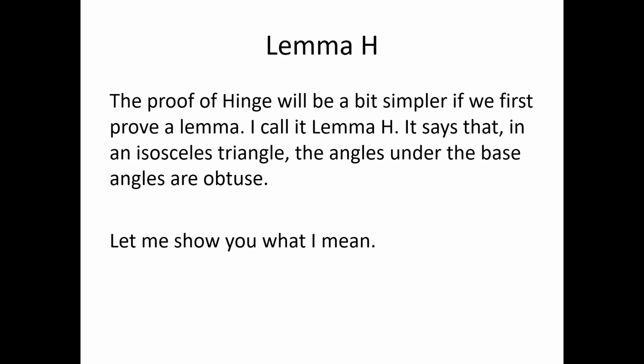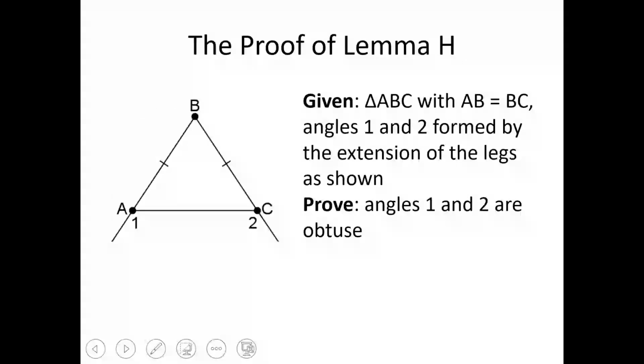So let's prove this lemma H. I call it H because it's a lemma to help us with the Hinge theorem. And here's what it says. It says that the angles under the base of an isosceles triangle are obtuse. And of course, you'll like to know what I mean by under the base. So here it is. We have triangle ABC with AB equal to BC. So this is isosceles. And then what we've done is extend the legs so as to create angles 1 and 2 as shown in the diagram, which is what I mean by the angles under the base. And those two angles must be obtuse.